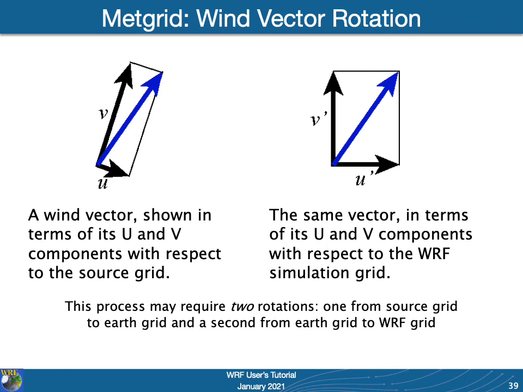So here we can see an example of rewriting the same wind vector with respect to a different basis. We can imagine that this blue vector here represents the true wind vector, and the U component represents the westerly component, and the V component represents the southerly component of this wind vector. After the Metgrid program finishes running, it will have rewritten the same wind vector so that it's with respect to the X and Y directions in our model grid, because that's what the ARW solver expects from the wind field.